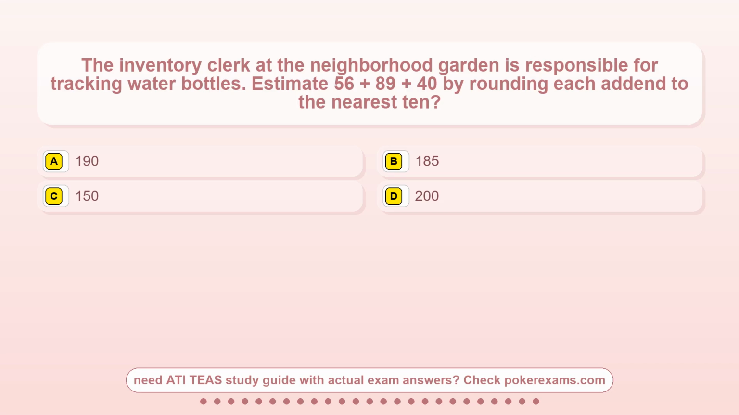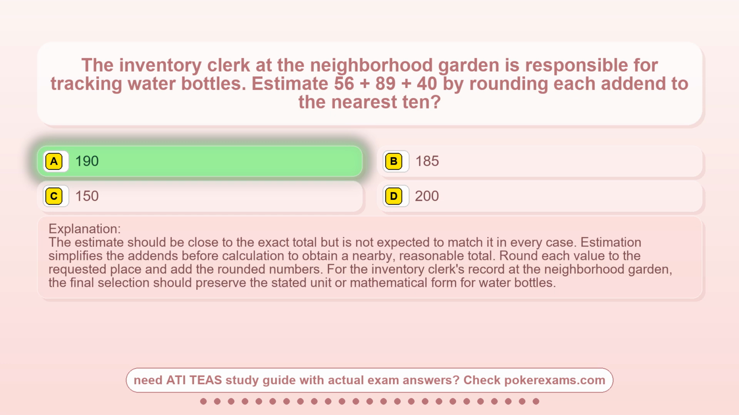Question 9. The inventory clerk at the neighborhood garden is responsible for tracking water bottles. Estimate 56 plus 89 plus 40 by rounding each addend to the nearest 10. Option A, 190. Option B, 185. Option C, 150. Option D, 200. The correct answer is option A, 190.